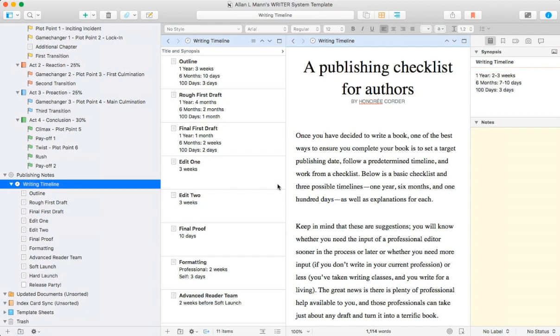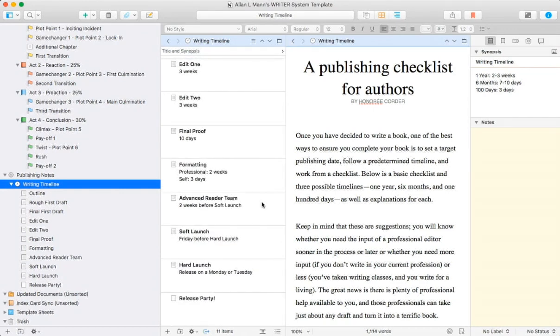The next section is a rough draft. Your rough first draft. Again, 100 days. That's going to take you 1 month. If you're plotting a year to write your book, get your book published, then it's 4 months. First draft, your first edit, your second edit, your final proof, formatting, and the advanced reader team goes out. A soft launch, a hard launch, and a release party. That's the fun part, where you get to let your hair down and go, you've just given birth to this wonderful piece of fiction or nonfiction. This works, of course, in both cases.